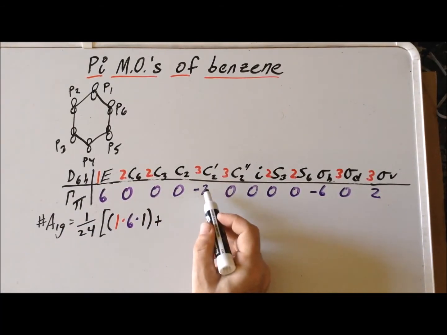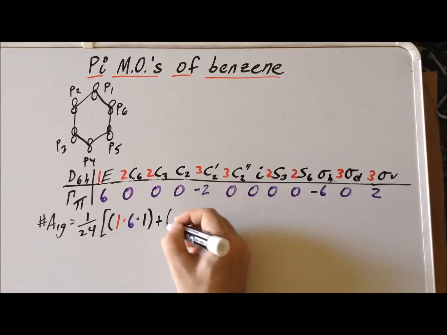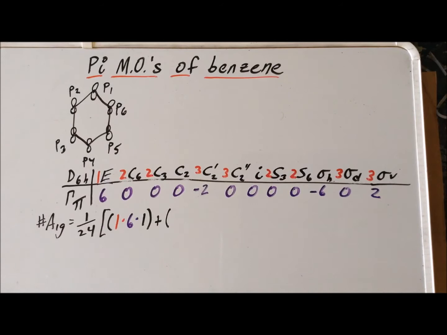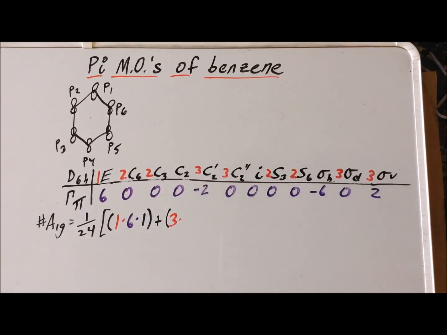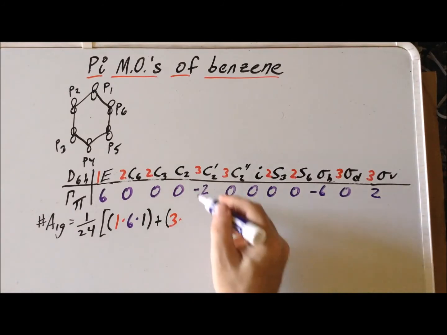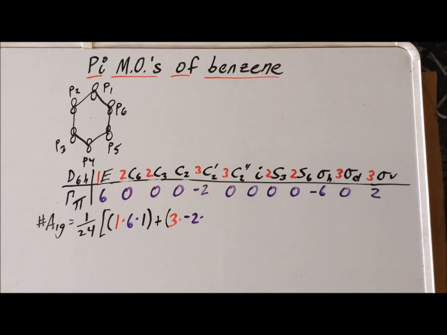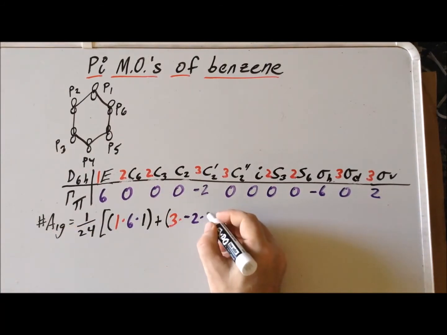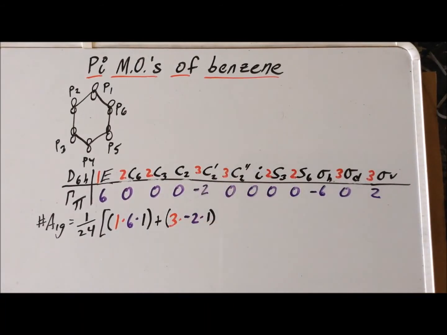Next, our next non-zero character is for C₂'. So the first factor is the number of operations in the class, which is a 3. Then we multiply by the character in the reducible representation, which is -2, and then we multiply it by the character in the irreducible representation, A1G, and that is a 1. So this is for the C₂' class.